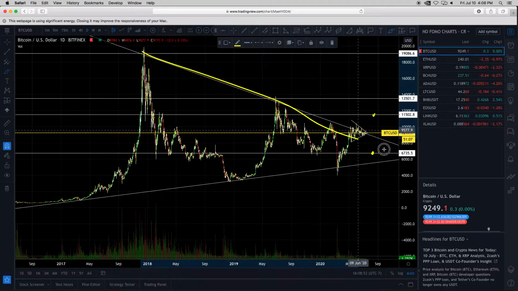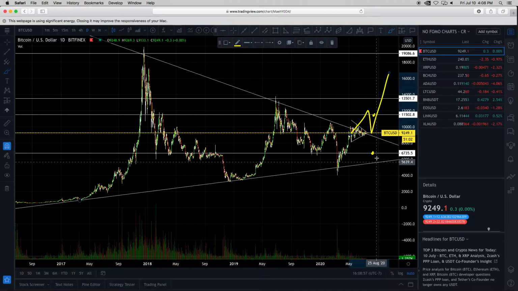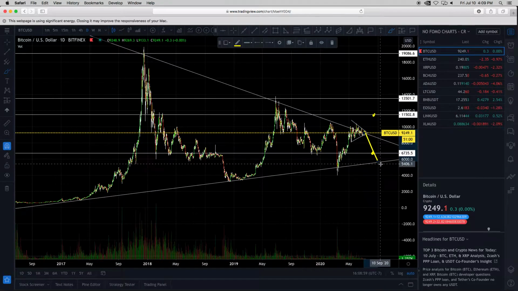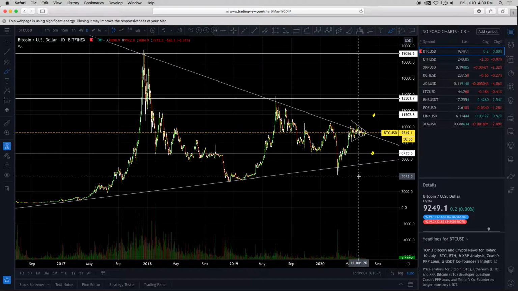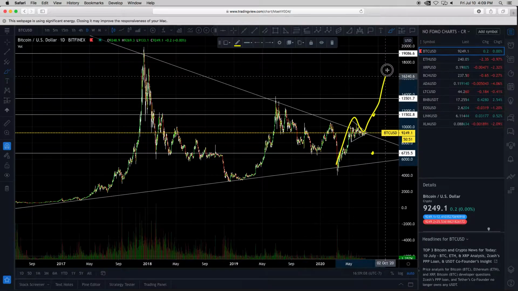What do I mean by this? Talk about this giant triangle, all right? Because if we don't break out from there and go up, then more likely we're going to come down and try to test 7,000, 6,500 on the bear side. If it's a bull break, then we test 11,000, 13,000, 19,000.